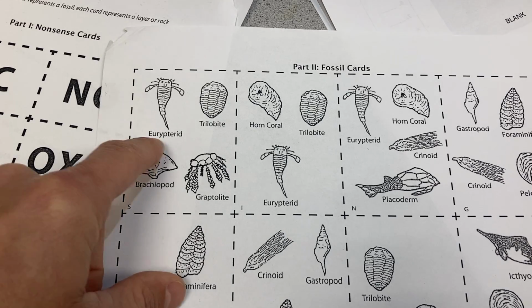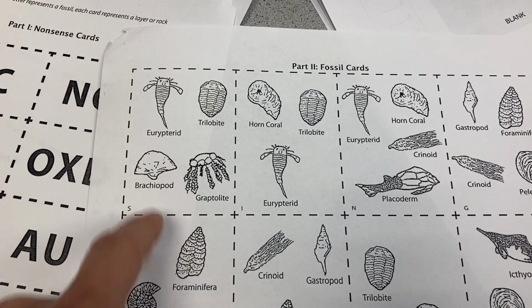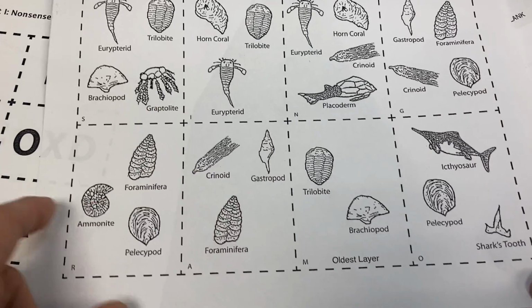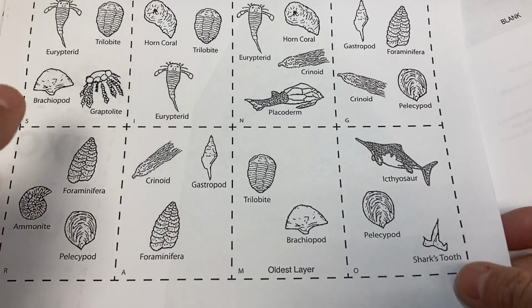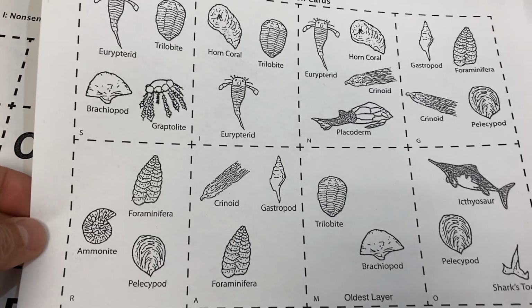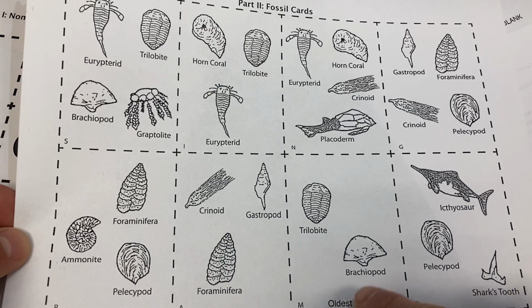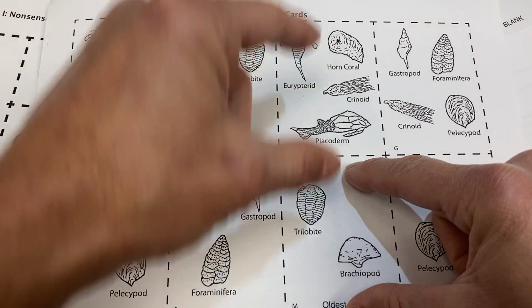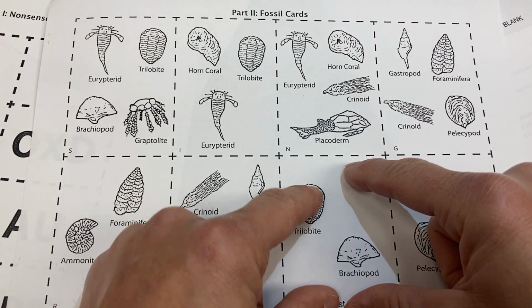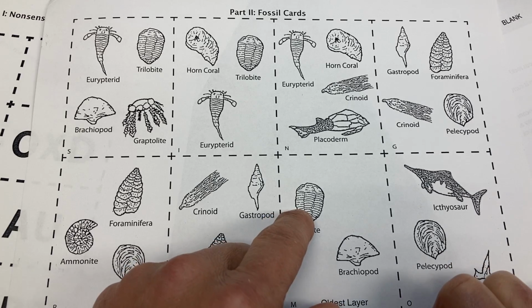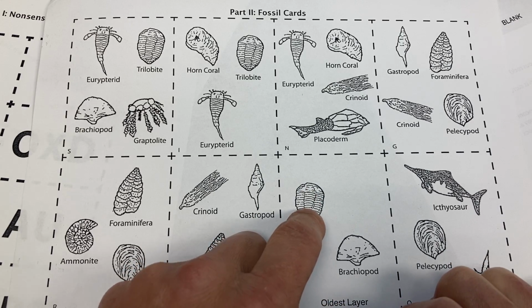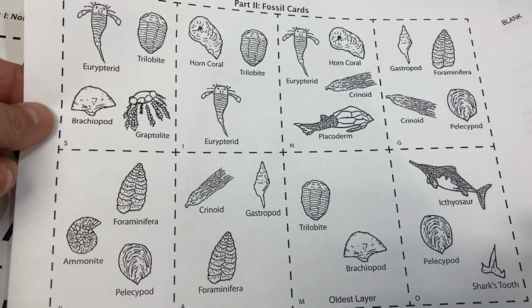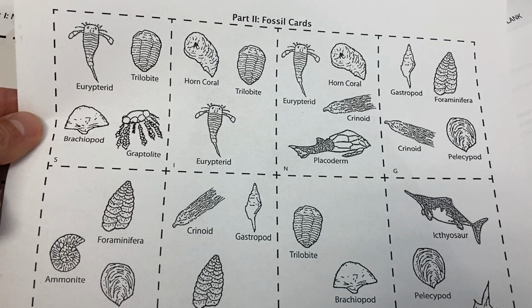Okay, so we've got eurypterids here, graptolites, brachiopods, trilobites, horn corals, plechipods, some shark's teeth. Okay, and I put oldest layers right here, so you know this one starts on the bottom, and then try and build your way above it from the bottom up. Remember, once a trilobite goes extinct, it can't come back. Okay, some things are going to live through multiple layers, though. See if you guys can sort that out, and then you can take the quiz online.